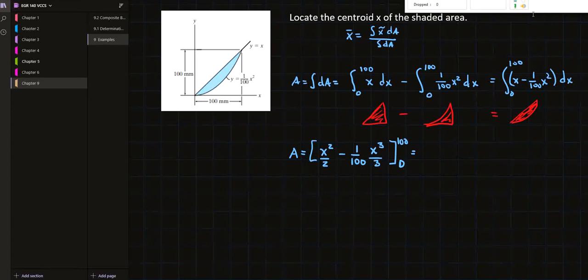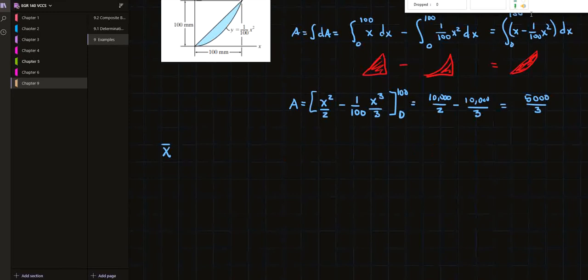This is going to turn out to be 10,000 over 2 minus 10,000 over 3, which ends up being 5,000 over 3. Let's just keep it like that.